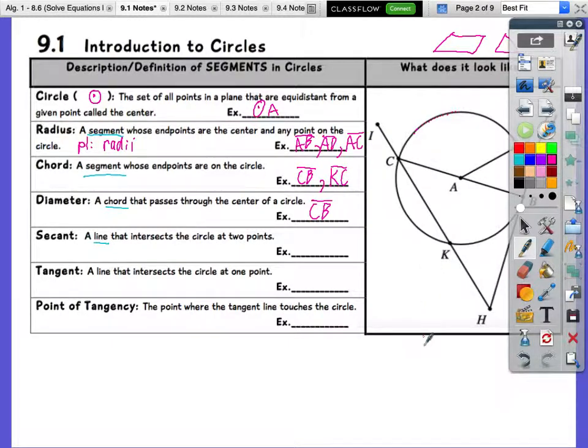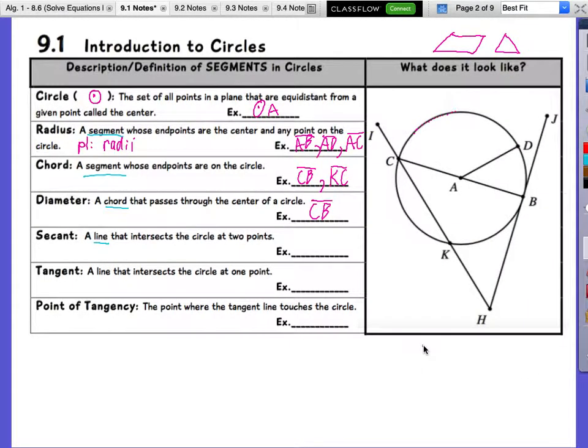So someone here, tell me a line that intersects the circle at 2 different points. Noah. Okay. Line JH, and it actually intersects only at 1 point. I said IH. We don't have an I. Yeah, we do, top left. Thank you. Line IH would be an example. Mark it down, Evan. Line IH would be, in fact, a secant.